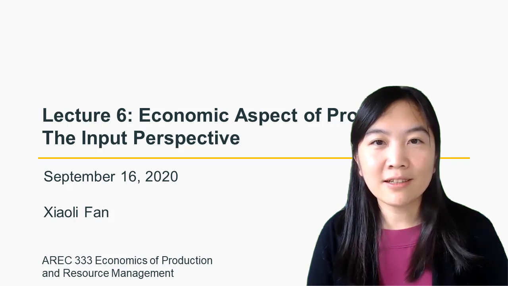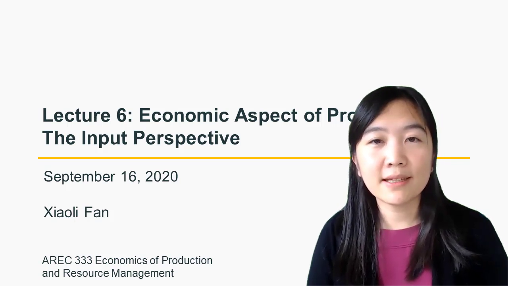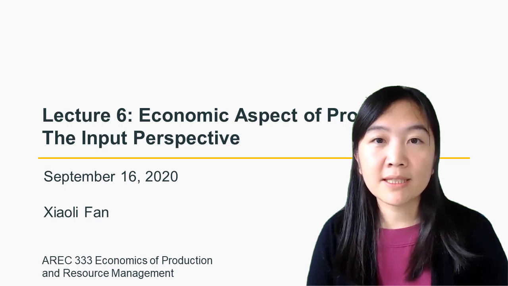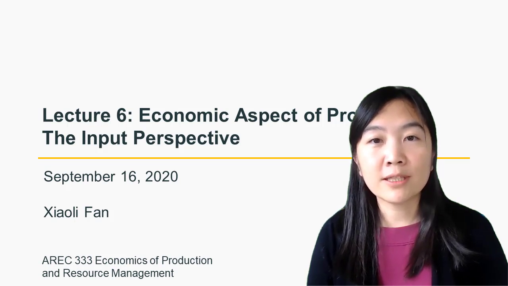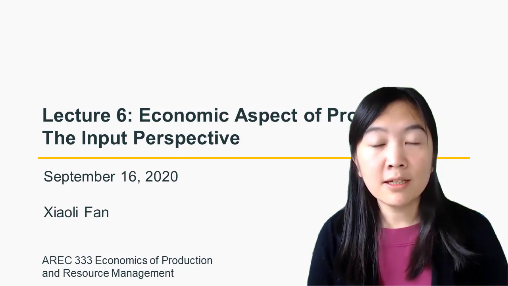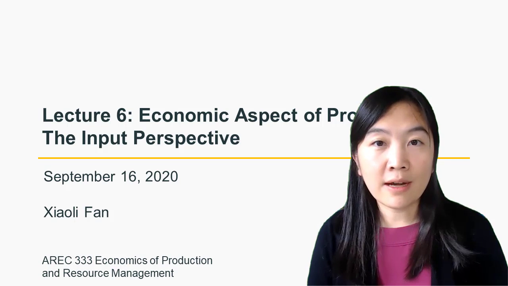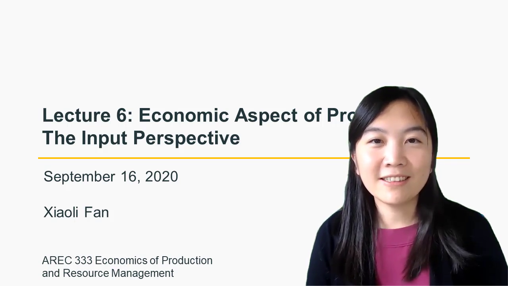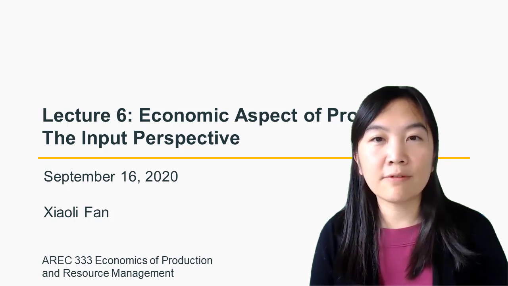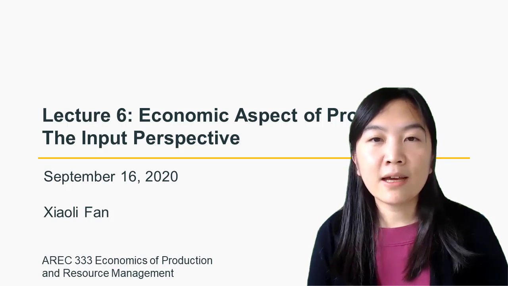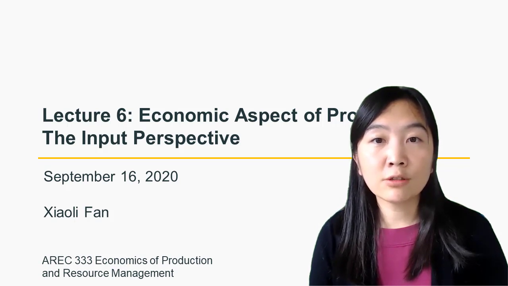Last lecture, we started this topic and we introduced some basic concepts, both the value concepts, TVP, MVP, AVP. Those concepts actually correspond to TPP, APP, MPP. But TPP, APP, and MPP, those are physical concepts. And in the economic aspect, for the input side, we use the value concepts. And then we also covered the cost concepts, which are the TFC, total factor costs, and marginal factor costs.